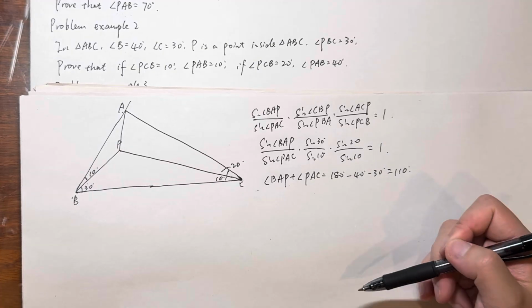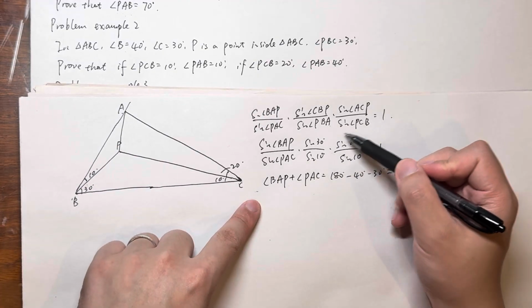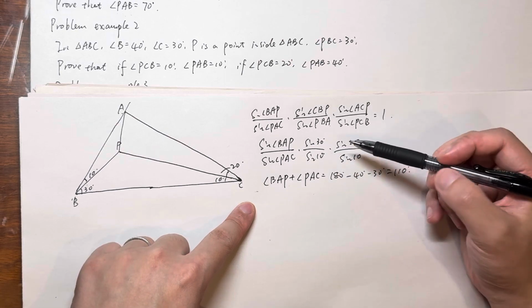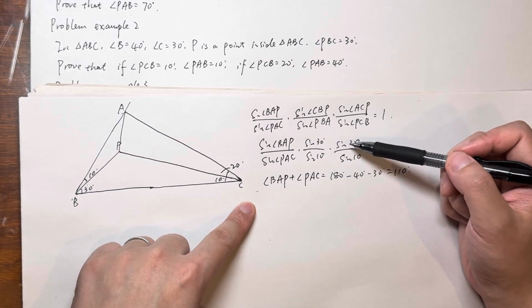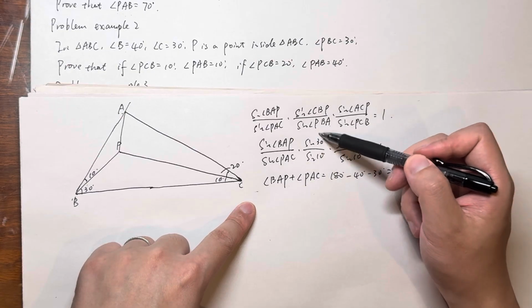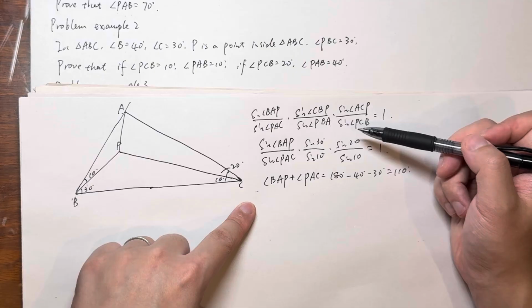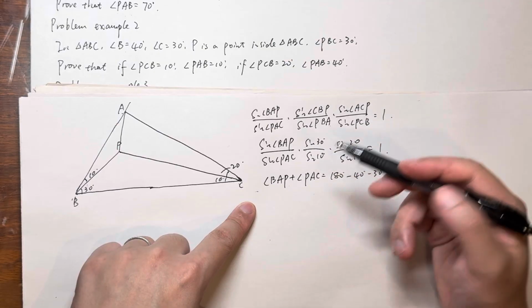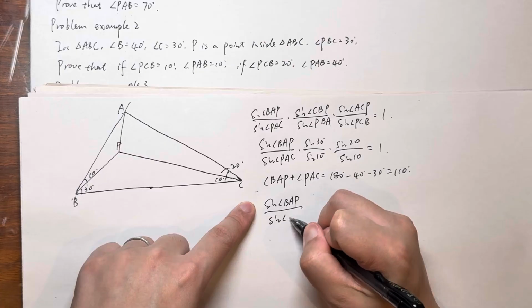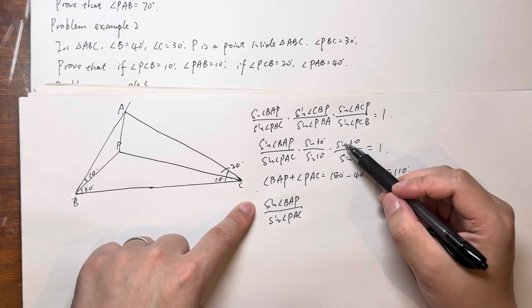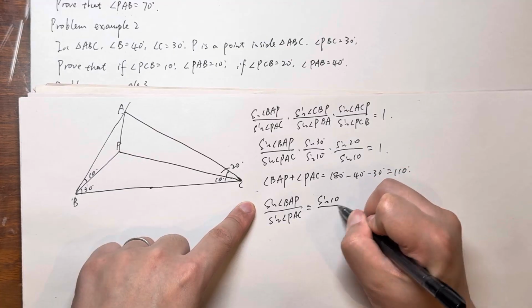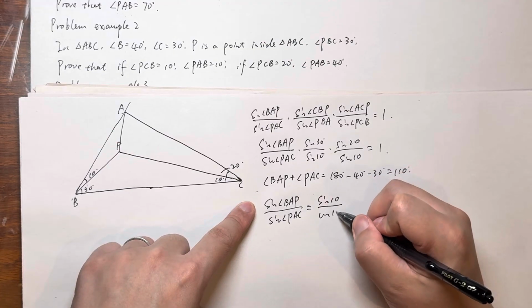Now look at this one. We can use the same way, right? The sine 20 can be expanded to be 2 sine 10 cosine 10, and the sine 10 cancels, and the 2 cancels with this half. So we have cosine 10 divided by sine 10, which means the sine angle BAP to sine angle PAC times the cosine 10 divided by sine 10 equals 1, which means it equals sine 10 divided by cosine 10.